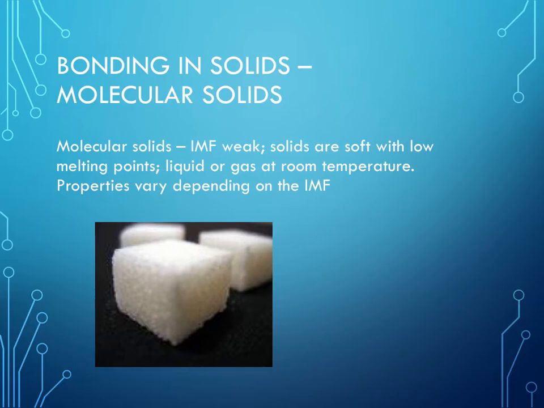There are 4 different types of bonding going on in solids. The first one is a molecular solid. That would be a molecularly bonded covalent compound, and these have weak intermolecular forces. These are often soft. They have low melting and freezing points. They would be liquids or gases at room temperature because they have those low melting and boiling points. And their properties will depend on the substance.